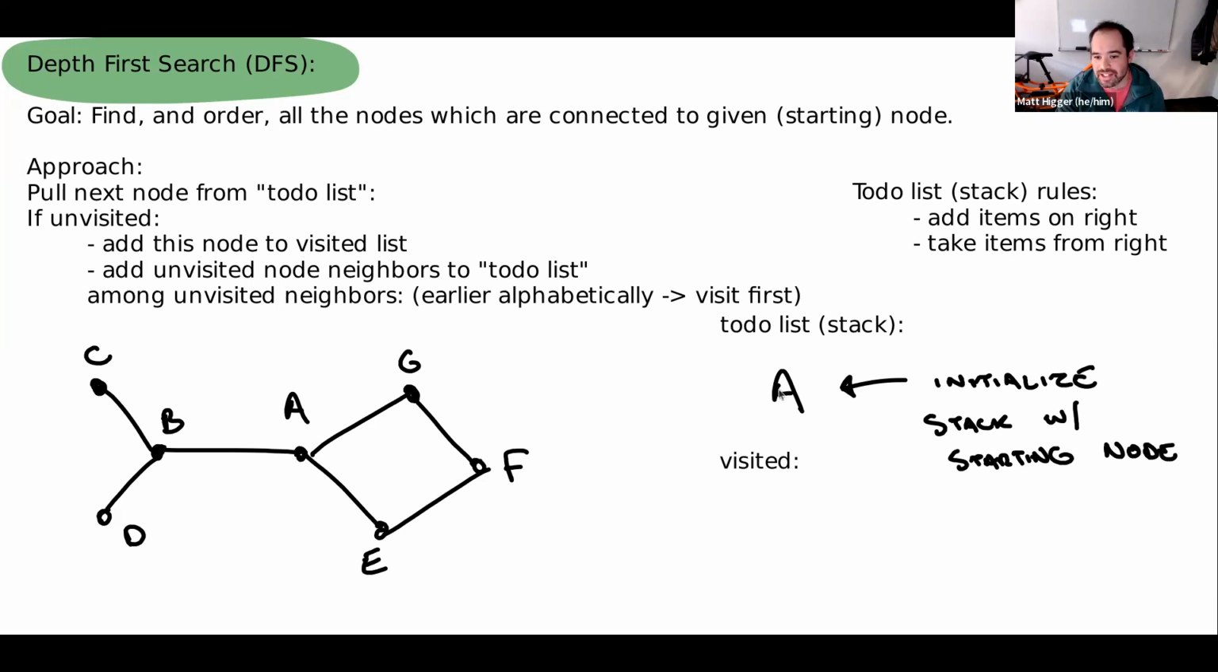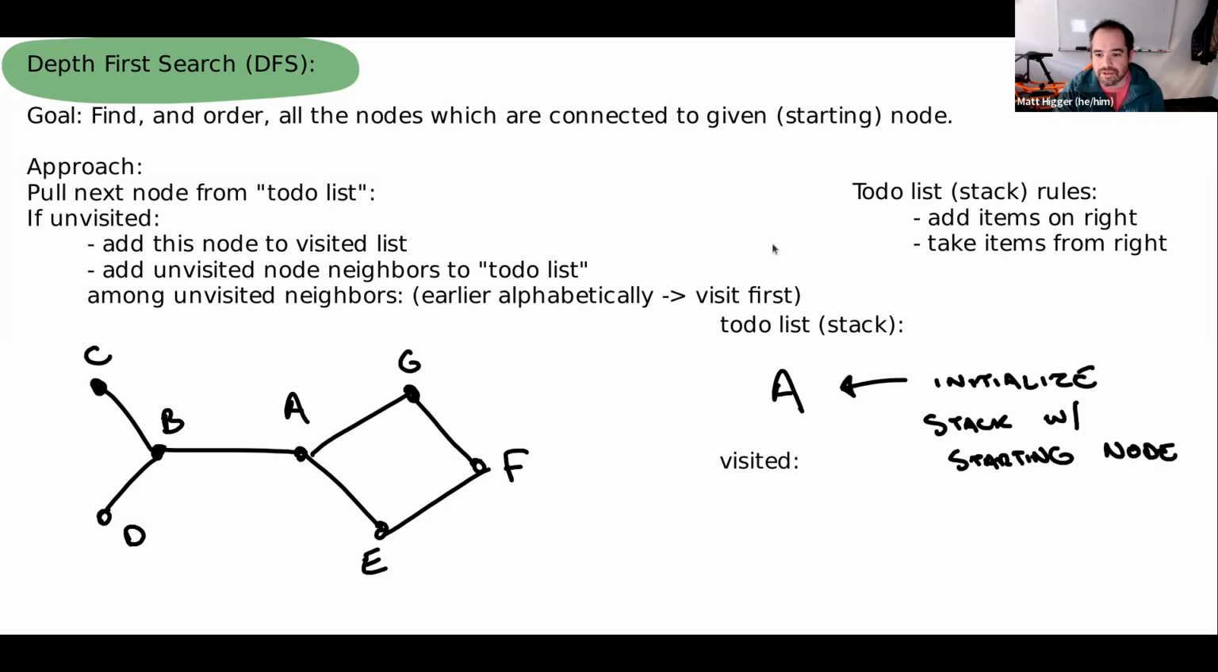So here we are starting. A is in my to-do list, and we've not visited anything. We've just initialized that stack. And why do I keep calling this thing a stack and not just a to-do list in general? Well, it has certain rules that make it a stack. That is, I'm going to be adding items on the right, and I'll also be removing items from the right every time. You guys will see me do that. So let's take a step here.